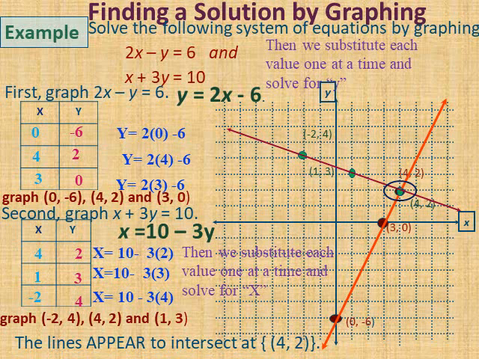Check your answer by putting 4 instead of x and 2 instead of y in the first and second equation. If it is not satisfied, it will be a wrong answer. But of course, in this case, it will satisfy.